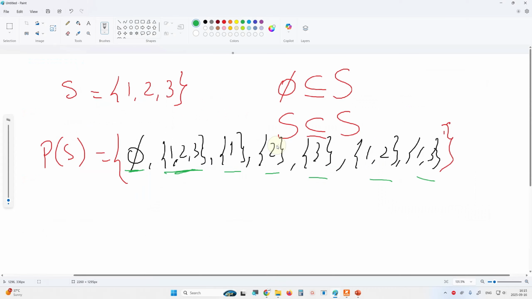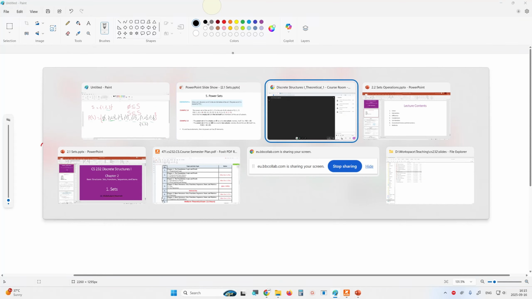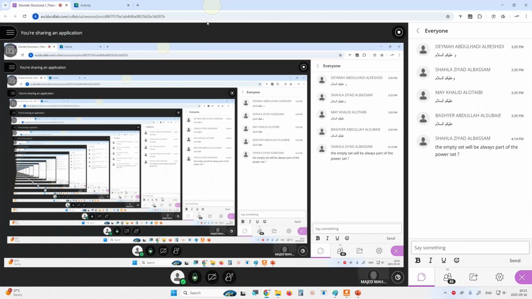Actually, did I miss something? I said 1, 2 and 1, 3, but I forgot to do 2, 3. Yeah, I forgot about that. So I caught it before you did, or maybe you caught it and were thinking I should have been corrected. So 2, 3 is also another element of that power set. Is that okay? Any questions? Okay, question: the empty set will always be part of the power set?